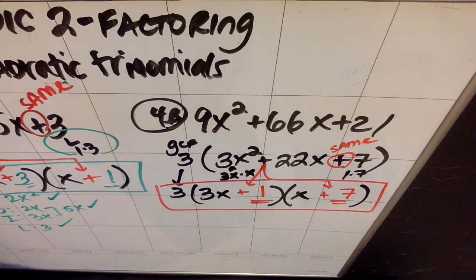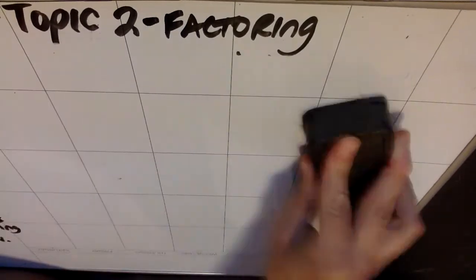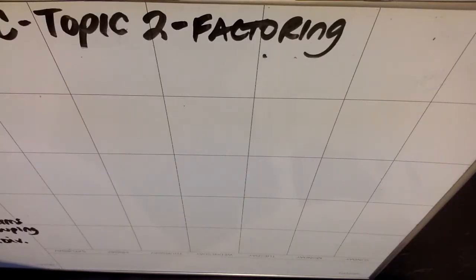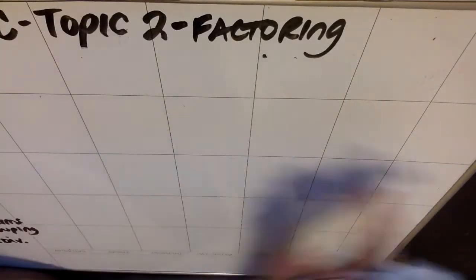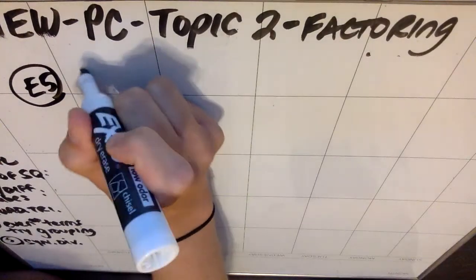Cool. All right. We're going to move on to example 5 and then example 6, and that'll be the day. And then we're going to go ahead and have you do some practice problems. So in example 5, we're going to look at factoring by grouping. So example 5, which is going to be grouping.